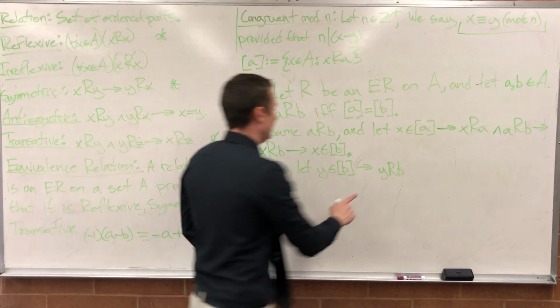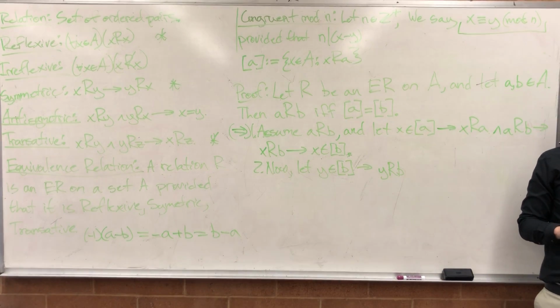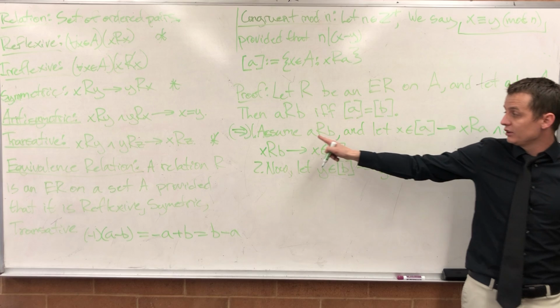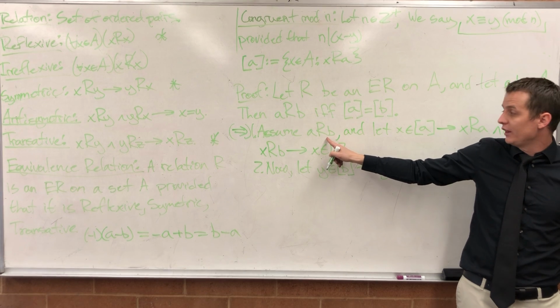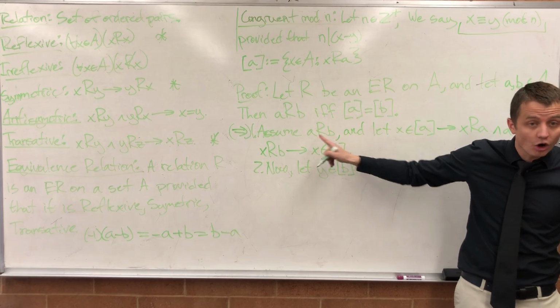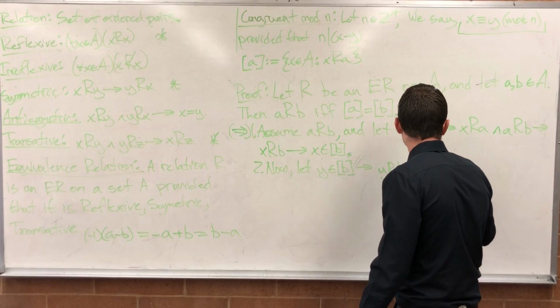So we know Y is related to B. What are we trying to say? We're trying to say Y is related to A. We know A is related to B, but do we know that B is related to A? Since R is symmetric, we also know that B is related to A.